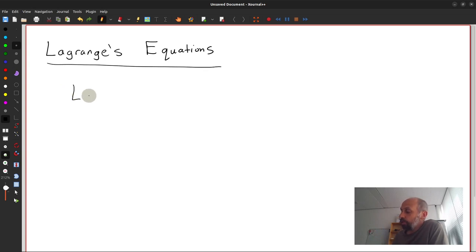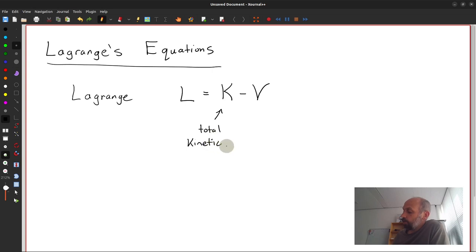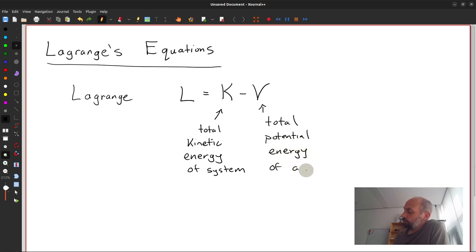So the first key thing is that Lagrange came up with this thing called the Lagrangian, which we'll use the symbol L for, and it is the total kinetic energy of a multibody system minus the potential energy of that system. So, total, and I think I said that wrong, but it's the total kinetic energy and the total potential energy, which you've learned how to calculate in the prior chapter. If you have those, you can formulate this Lagrangian.